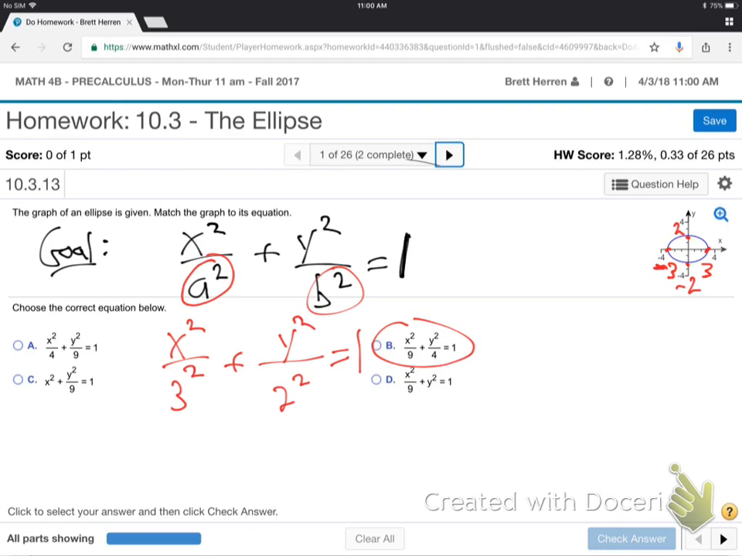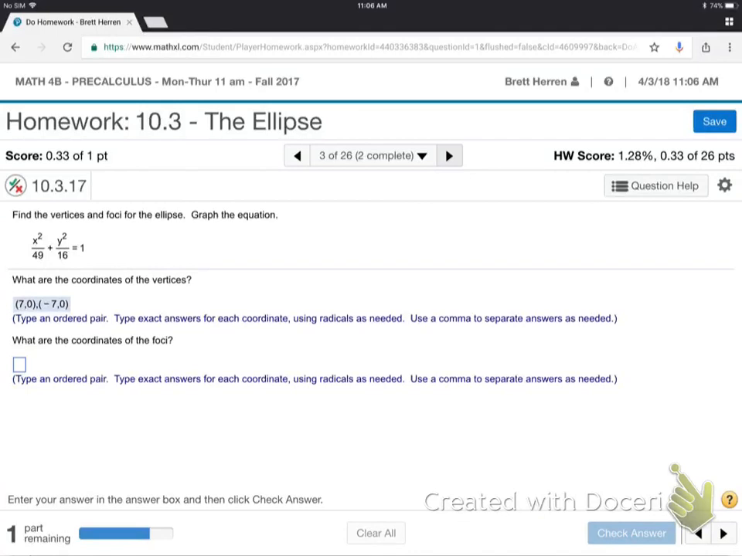So you guys are like, we got this, Mr. Heron. All right, so let's try this one. I've already got the vertices there for you. They want you to find the vertices and the foci.